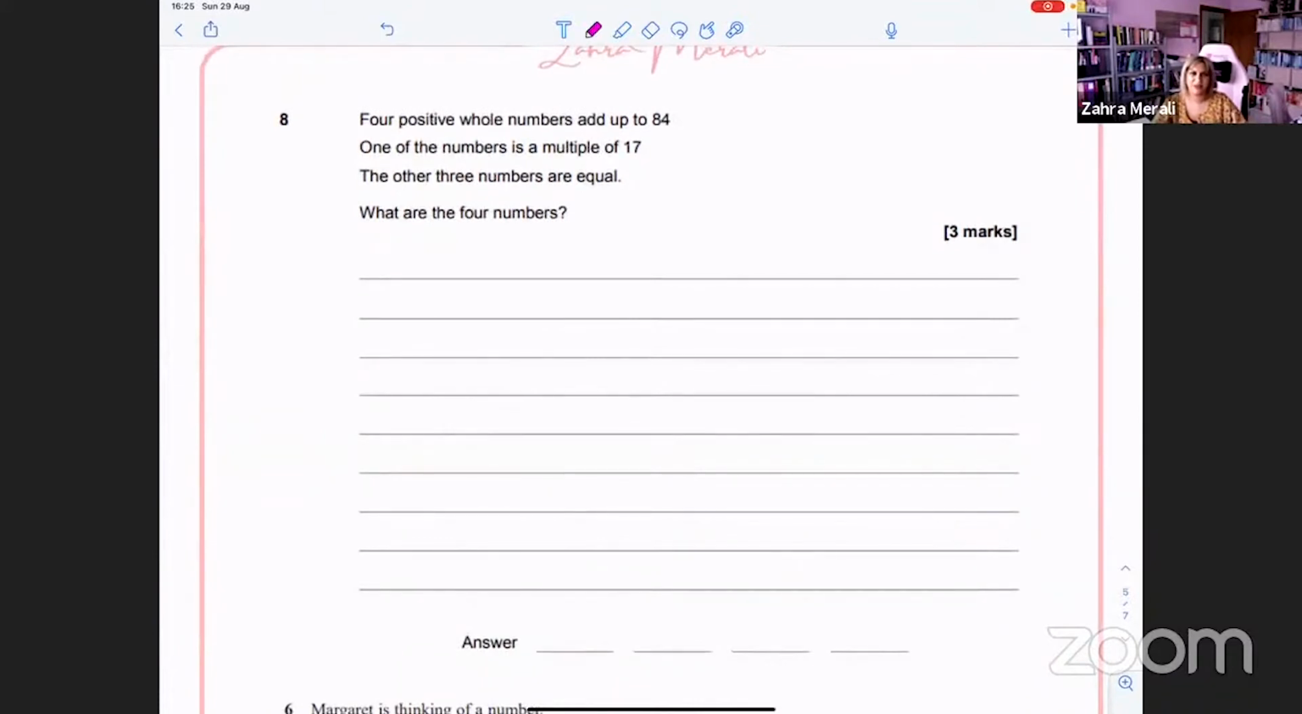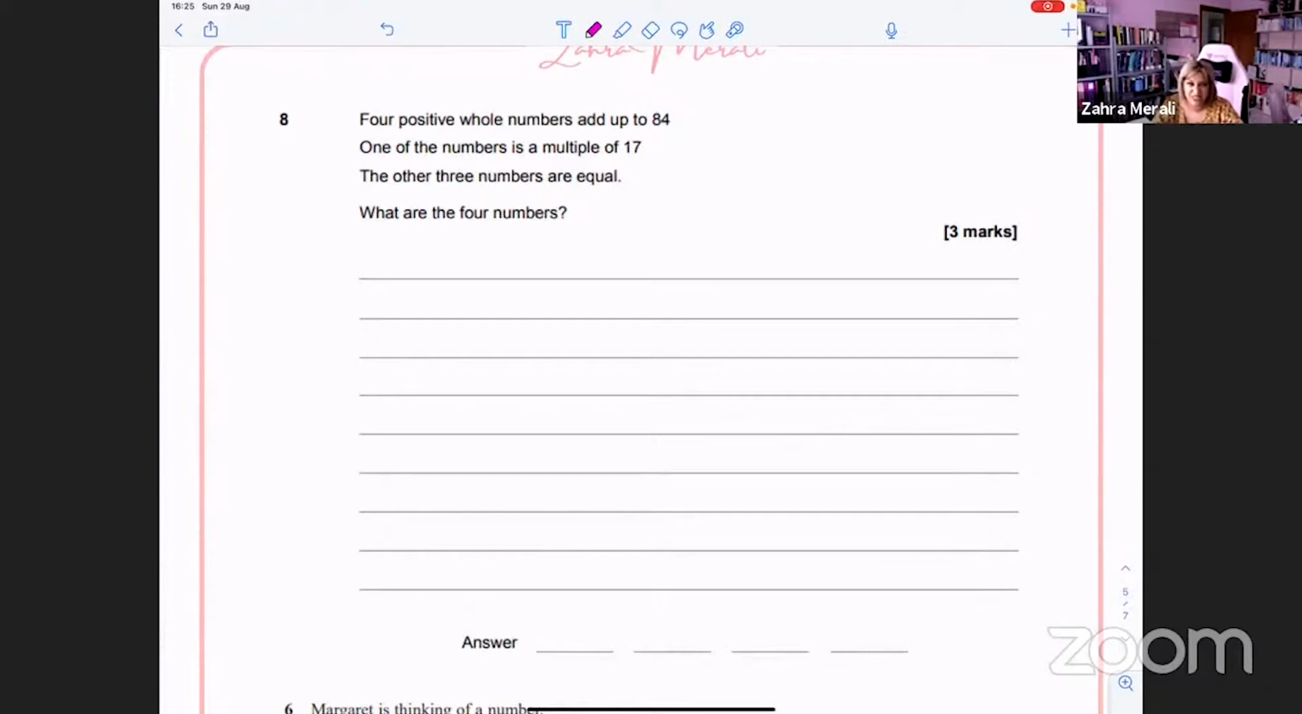Right, let's think about this one. We've got 4 positive whole numbers. Okay, we can do that. 3 marks, so I'll show you how the marks come up as well. So first of all, we know we can't have any negative numbers. We know that they add up to 84, okay?